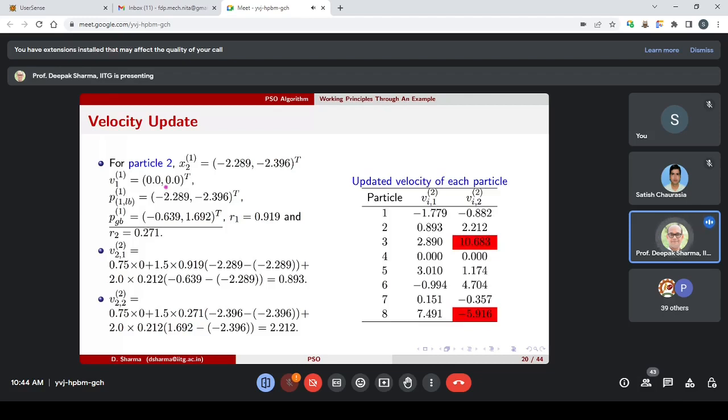If I follow the same formula for all the particles, you can see in the table on the right hand side, we have 8 particles. For every particle, there are 2 components of the velocity, vi1 and vi2, and using this formula I can calculate them. Now I have marked 2 particular values in red. I just wanted to show that the variables x1 and x2 are allowed to take any value between -5 and 5. This value is above 5, and this one, minus 5.916, is even less than -5, the allowed value. I made them red so that you can see that when we calculate the velocity, it can happen that the velocity goes beyond the allowed range of the x1 and x2 variables.